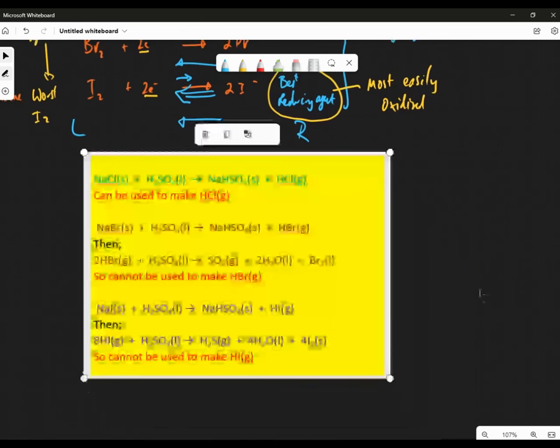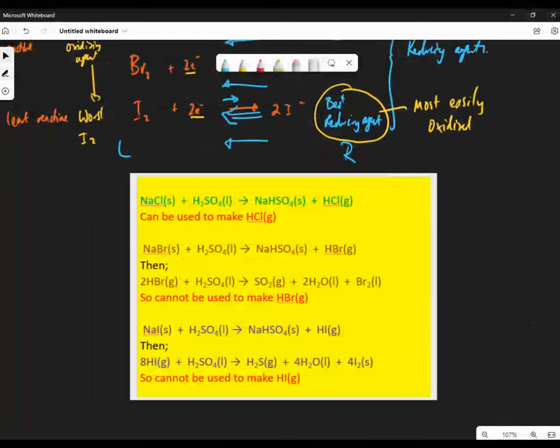Now, these are reactions of concentrated sulfuric acid with the halide ions, as you can see. Let's have a look at the first one. The first one starts off with chloride, and it ends up with chloride. So the first one is not a redox reaction.